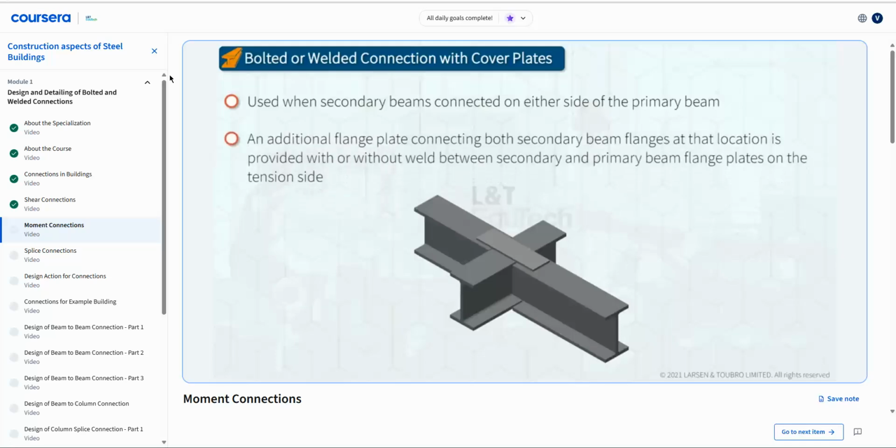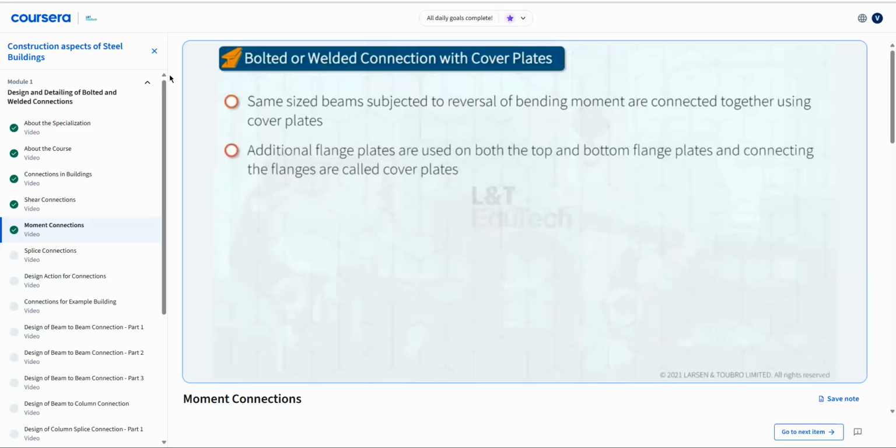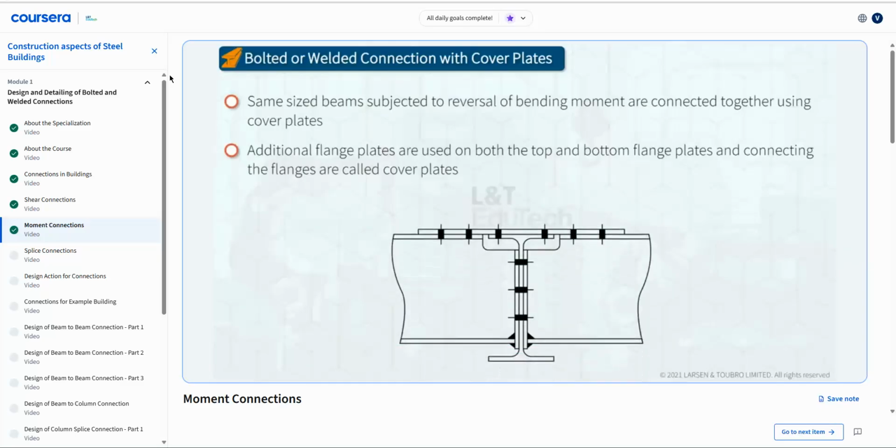In these cases, with or without weld between secondary and primary beam flange plates on the tension side, an additional flange plate is provided connecting both the secondary beam flanges at that location. When we have same-sized beams subjected to reversal of bending moment connected together using moment connection, additional flange plates are used on both the top and bottom flange plates. These additional plates used for connecting the flanges are called cover plates. These cover plates can be welded or bolted with the supported beams.